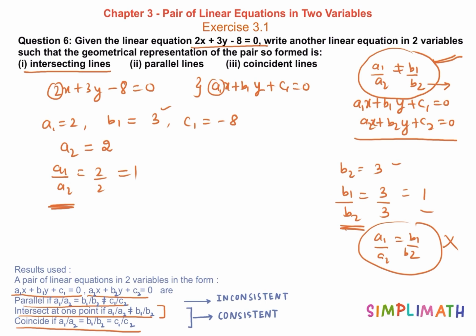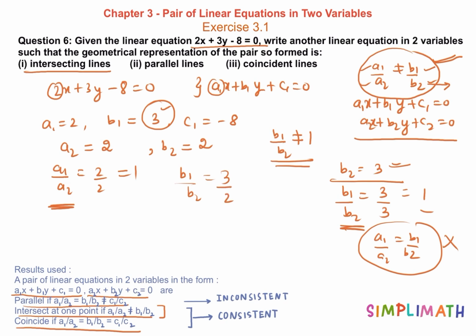We have to assume a value of b2 such that a1 by a2 is not equal to b1 by b2. So let us assume a value of b2 such that b1 by b2 is not equal to 1. b1 by b2 is equal to 1 only and only when b2 equals 3, so we will assume any other value of b2 other than 3. Let us assume the value of b2 as, say, 2. So what do we get for b1 by b2? We get 3 by 2.